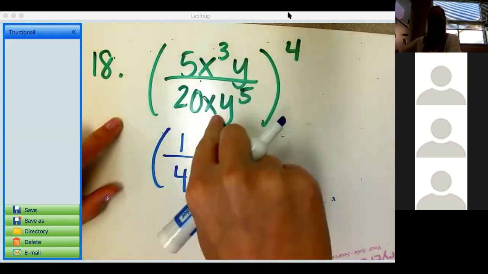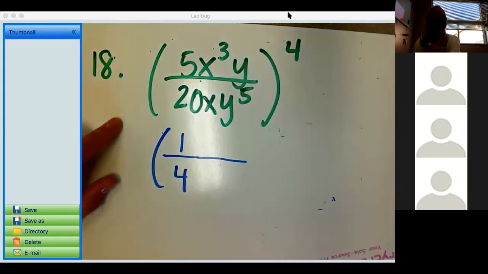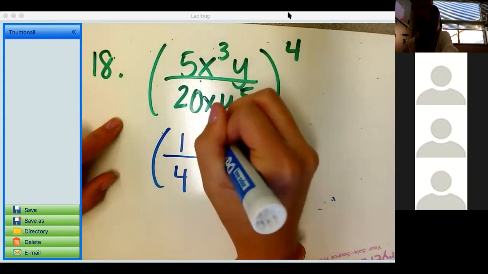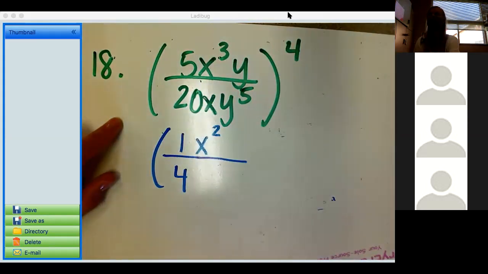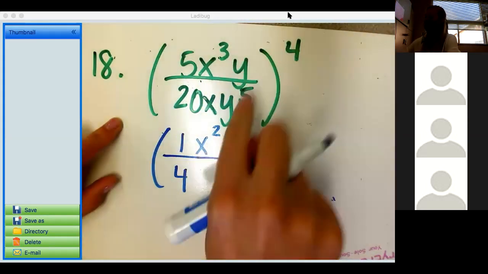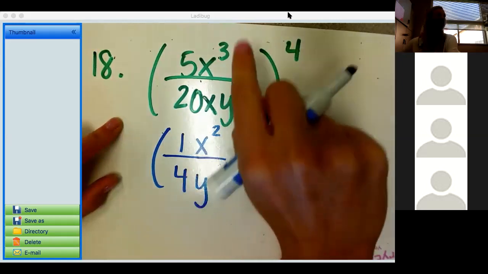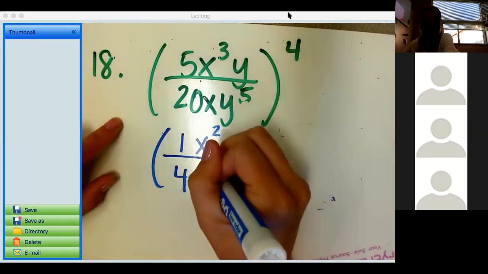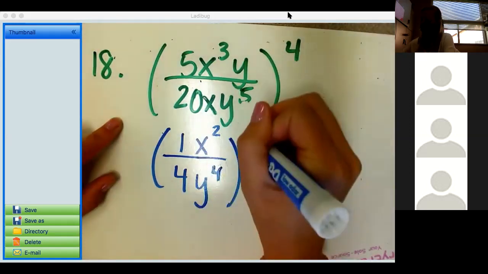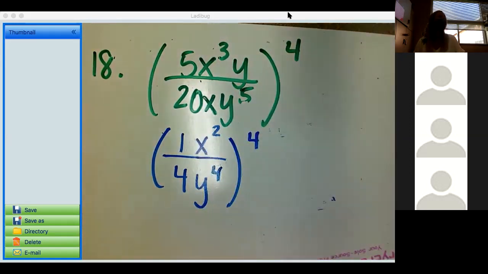X cubed divided by X. Remember, when you're dividing, what do I do with my exponents? Subtract them. So do you guys agree this is X squared now in the numerator? All right, and then y divided by y to the 5th. There's more y's in the denominator. 5 take away 1 is, there we go. Wherever there's more, that's where your answer will end up.